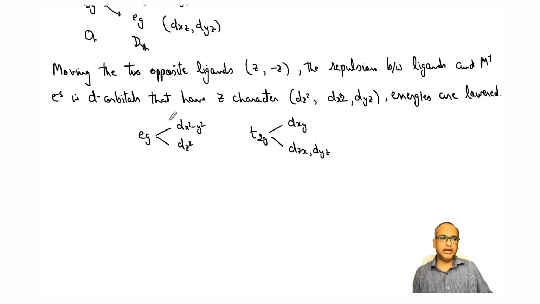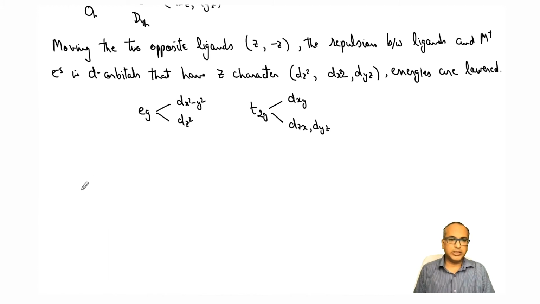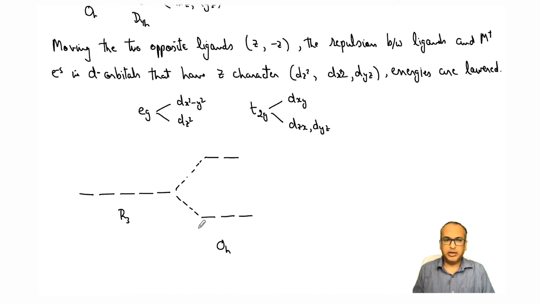So let us see explicitly how the molecular orbital diagram changes in these two cases. So let's start from an isolated atom, isolated ion with R3 symmetry, spherical symmetry. So from here we actually go to the octahedral case, which can be written like this. So this is my octahedral case, and this is T2G set, and this is EG set. Now this EG set further breaks, and I get this.